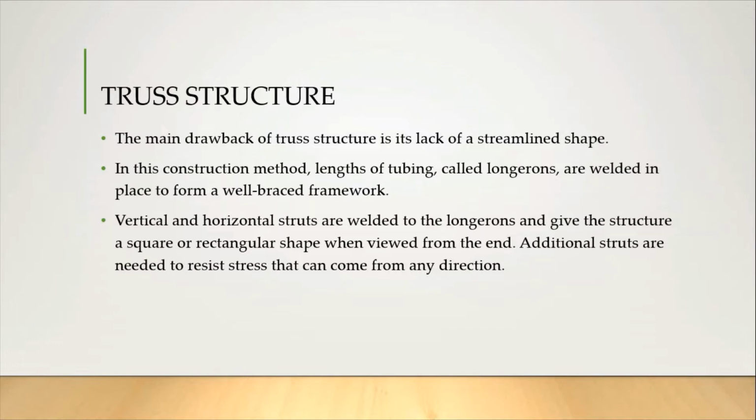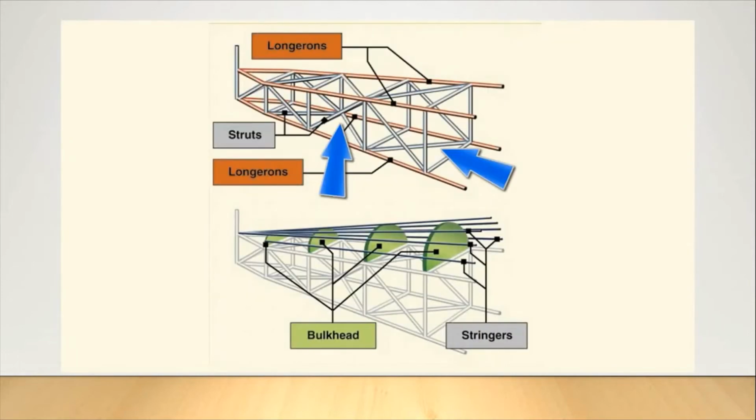In this construction method, lengths of tubing, called longerons, are welded in place to form a well-braced framework. Vertical and horizontal struts are welded to the longerons and give the structure a square or rectangular shape when viewed from the end. Additional struts are needed to resist stress that can come from any direction. So here is a graphical representation of the truss structure. So we will now be defining these labels: longerons, struts, bulkhead, and stringers.